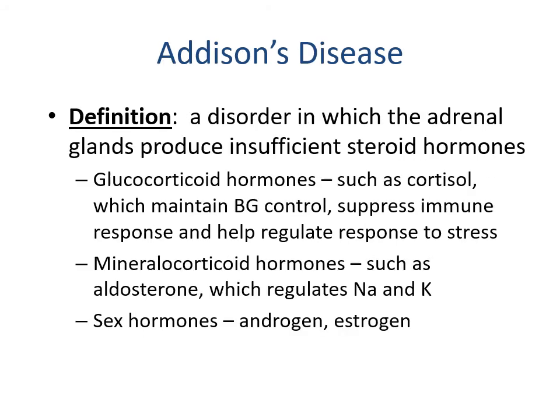Next is Addison's disease, which is a disorder in which the adrenal glands produce insufficient steroid hormones. So we have glucocorticoid hormones such as cortisol, which maintains blood glucose control, suppresses immune response, and helps regulate the response to stress. Mineralocorticoid hormones such as aldosterone, which regulates sodium and potassium, and sex hormones such as androgens and estrogen.